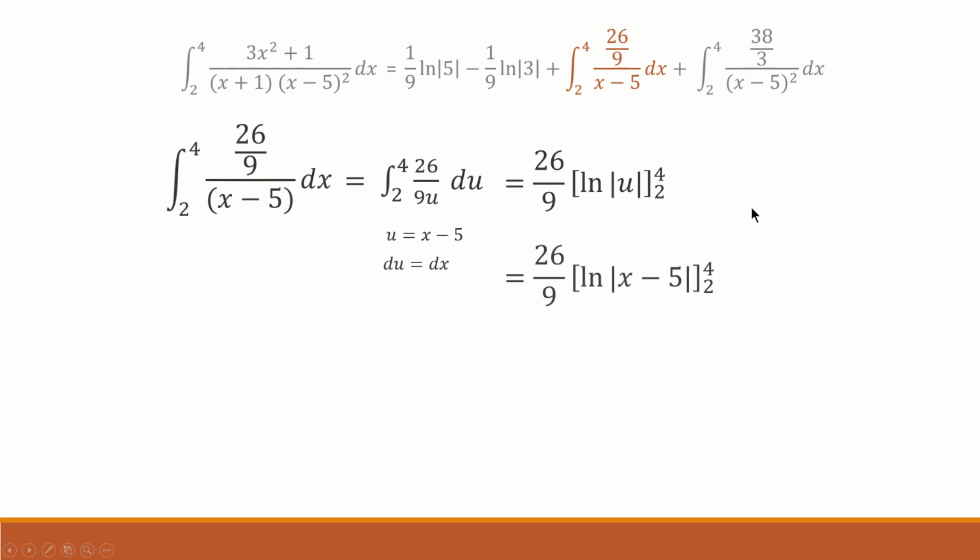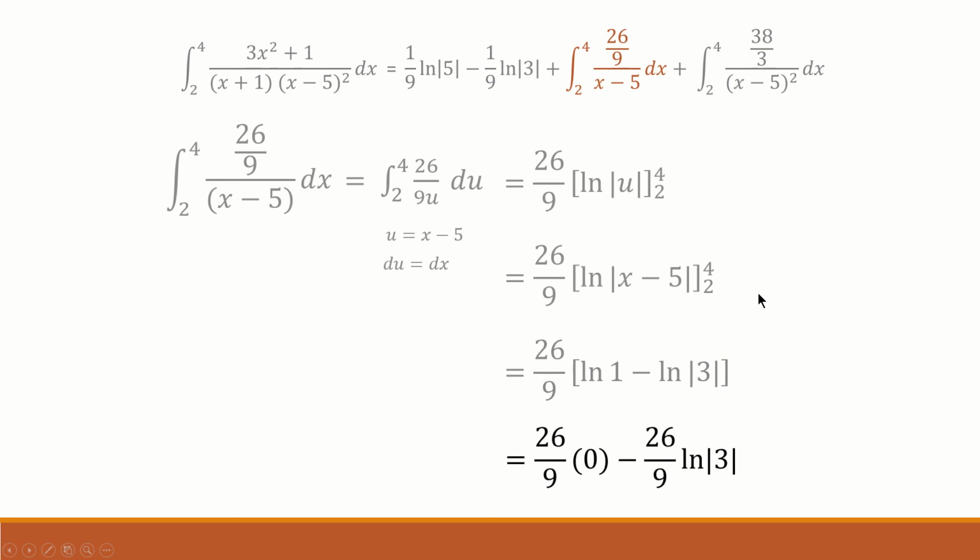And this is pretty familiar. We sub u back in, 26 over 9 times the natural log of the absolute value of x minus 5, apply our bounds, and simplify. So the natural log of 1 simply becomes 0, and we end up with negative 26 over 9 times the natural log of 3.